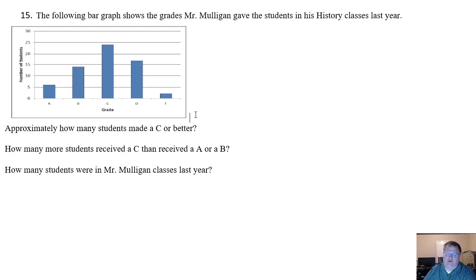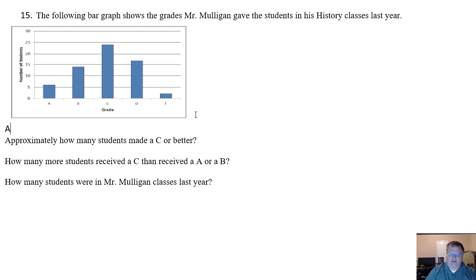So what I want to do is just come in here and do a little bit of estimation. So it looks like there are maybe 6 students who earned an A, maybe 14 who earned a B. We're going to go with 24 who earned a C. D is a little bit above 15, so we'll say 16. And F looks like we got about 2 students there.